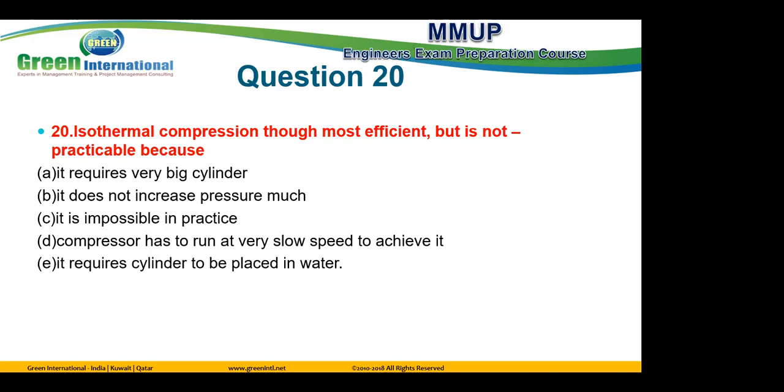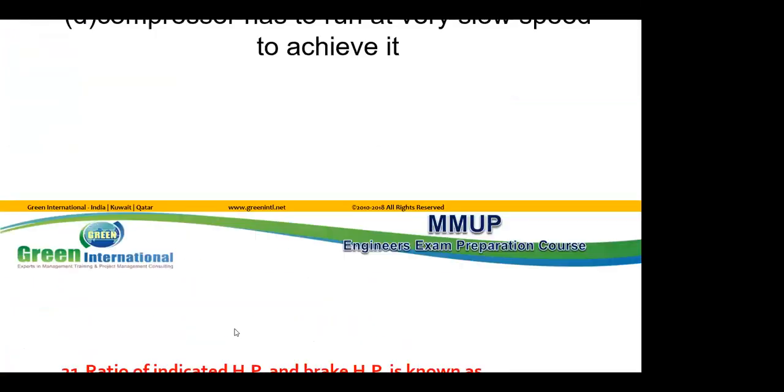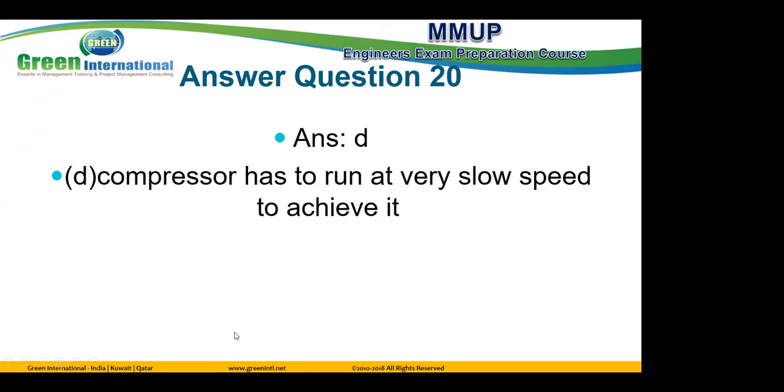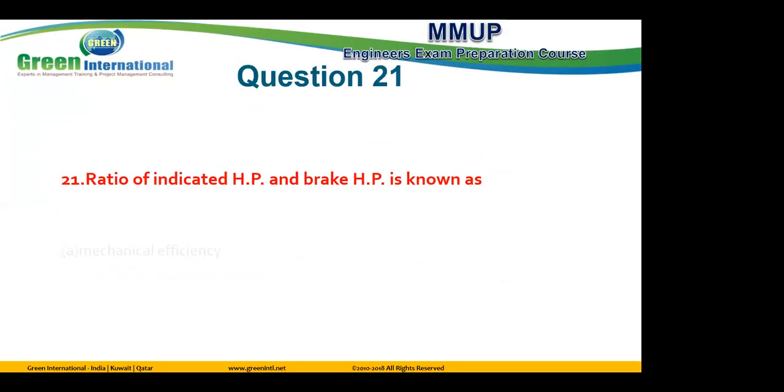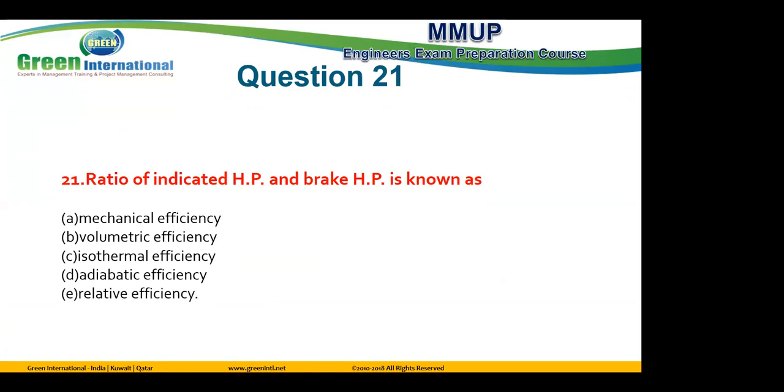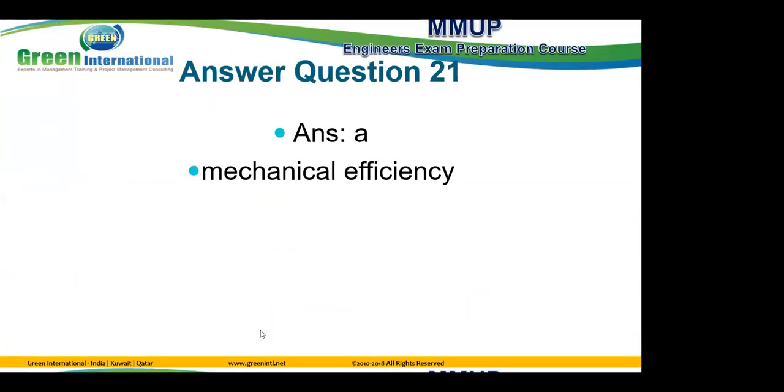D, the compressor has to run at low speed, because if it runs at high speed it will not compress enough. It's about isothermal compression again. Ratio of indicated horsepower to brake horsepower: which efficiency? Mechanical efficiency. Not mechanical, isothermal. Yes, almost right, correct.